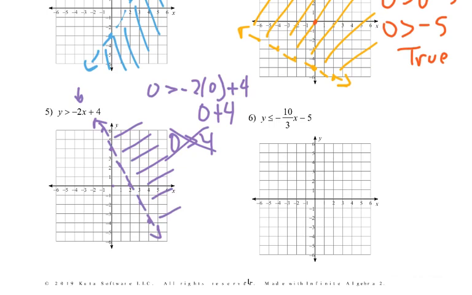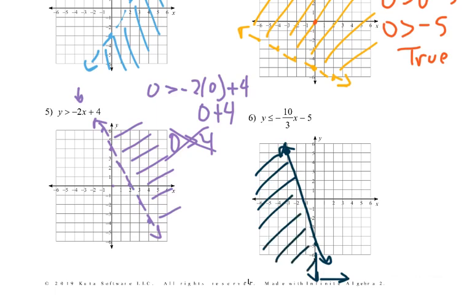Okay, number 6, negative 5. Slope of negative 10 over 3. So I go down 10 to the right 3, or up 10 to the left 3. So right there. So equal to, so it's a solid line. Y is less than, so I'm probably shading down here.